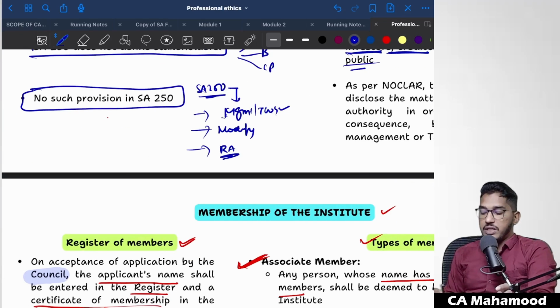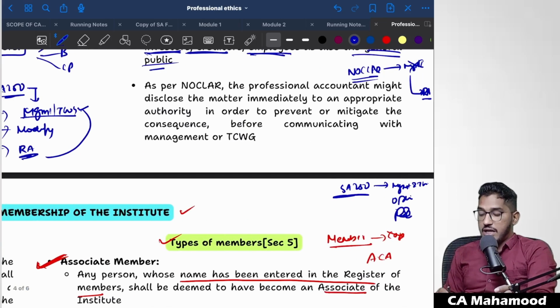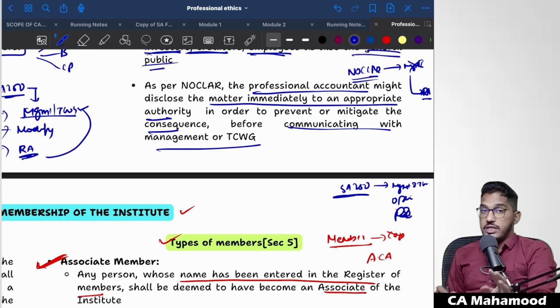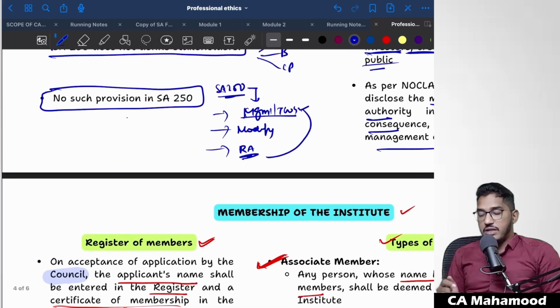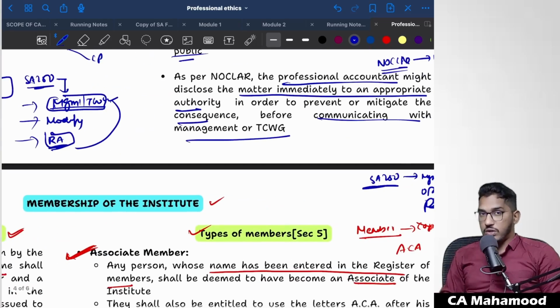In SA 250, you have to communicate with the management and those charged with governance. Then you have to consider reporting the matter to the regulating authority. But in NOCLAR, they have given one provision which says that the professional accountant might disclose the matter immediately to an appropriate authority in order to prevent or mitigate the consequences before communicating with management or those charged with governance. Instead of communicating with the management and those charged with governance first, he can directly go and communicate with the regulating authorities in case of NOCLAR. But that permission has not been given in SA 250. SA 250 says first you have to communicate with management and those charged with governance, then you have to communicate with regulating authorities. But you can bypass that in the case of NOCLAR.